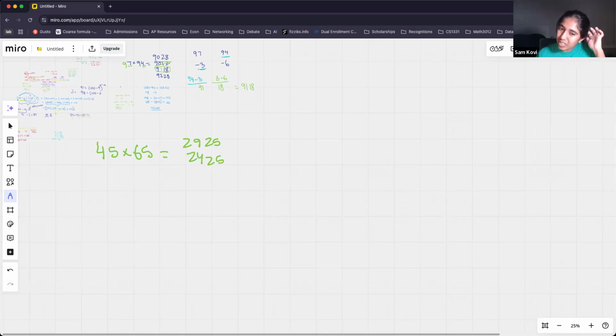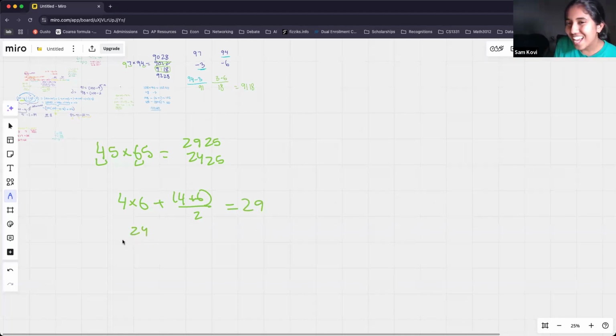Okay, so for the front two digits, we're going to take the product of the first two digits, 4 and 6. So I'm going to do 4 times 6, and then I'm going to do the average of these tens digits. So 4 plus 6 over 2. And if my sum happens to be odd, I'm going to ignore any remainder. So I'm just going to take the quotient and ignore the remainder. So in this case, what do I get for my first two digits? I would get 29, good, because 4 times 6 is 24, and then 4 plus 6 is 10, divided by 2 is 5, so I get 29.